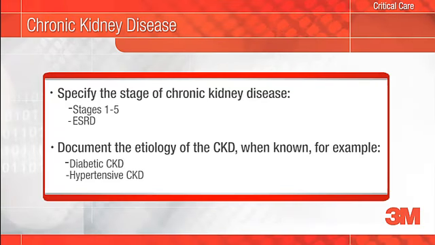Not much has changed in ICD-10 with regard to the documentation of chronic kidney disease either. You must specify the stage of CKD, stages 1 through 5, or end-stage renal disease. Additionally, you must also indicate the etiology, such as diabetic CKD or hypertensive CKD. Try to avoid using terms such as chronic renal insufficiency and chronic renal failure interchangeably, as they are coded differently and will result in inaccurate classification of your patient's severity of illness and risk of mortality.